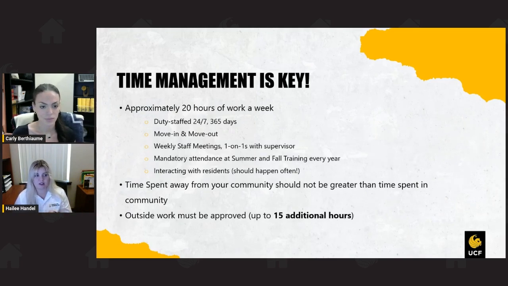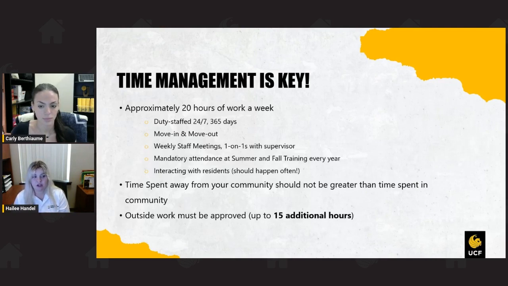As I mentioned, some of the things don't happen every single week, such as move in and move out. That only happens twice a semester. Serving on duty, that weekend shift does not happen every single week. It depends on what community you're assigned to, how many weekend duty shifts you have. And then also the summer and fall training occur for 1 week at the beginning of summer and 1 week at the end of summer. So those are how those 20 hours are created.